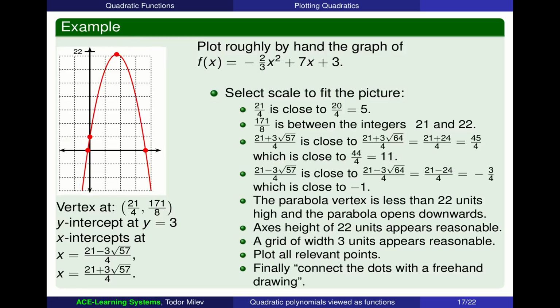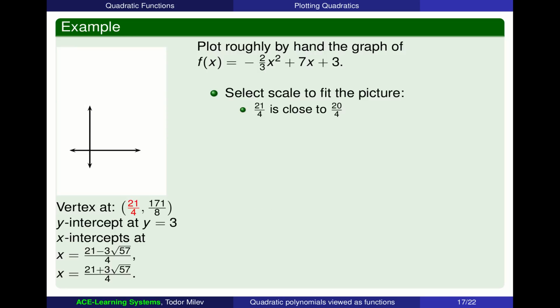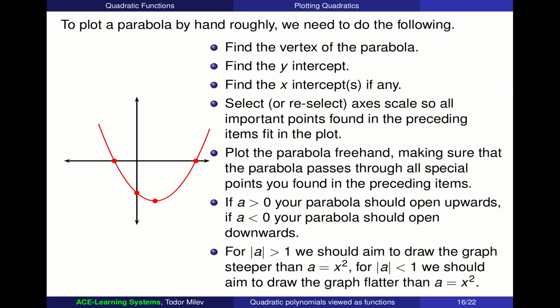I want to recap for you the rules for plotting a parabola by hand, just to remind you of all the rules. Find the vertex of the parabola. The x-coordinate is negative b over 2a, and then f of negative b over 2a gives you the y-coordinate. Find the y-intercept, that's just f of 0. Find the x-intercepts by solving the quadratic. Then you get your points.